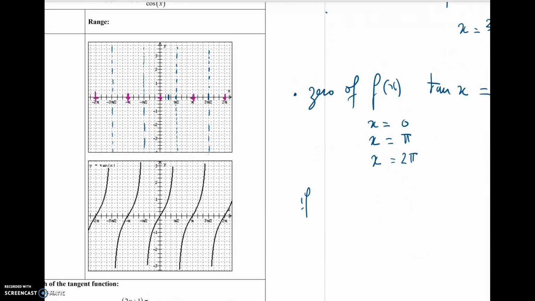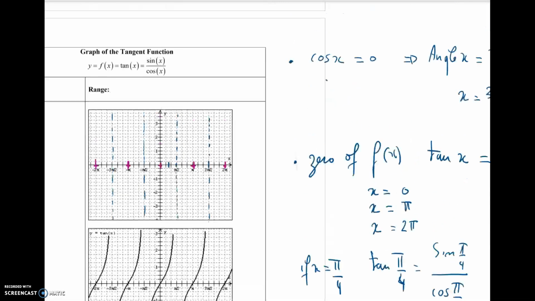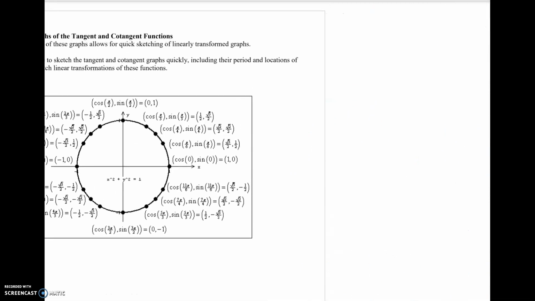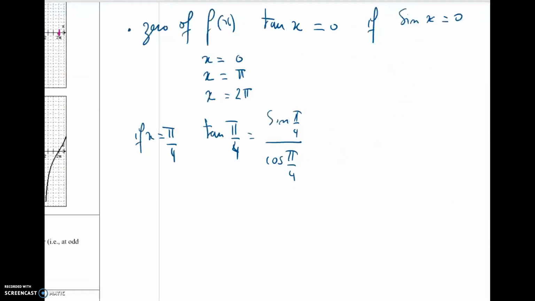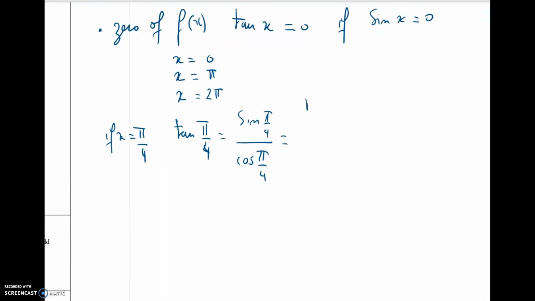So if x equals pi over 4, tangent of pi over 4 will be sinus pi over 4 divided by cosinus pi over 4. When I look at the trigonometric circle, the sinus of pi over 4 equals square root of 2 divided by 2, and the cosinus of pi over 4 equals square root of 2 divided by 2. So when I substitute the sinus and the cosinus in this function, we get square root of 2 over 2 divided by square root of 2 over 2, and we get 1.